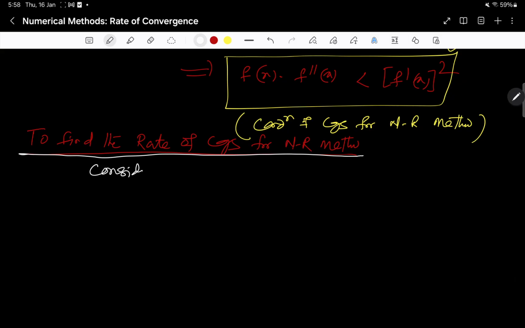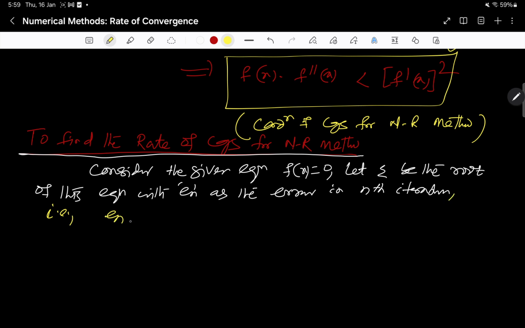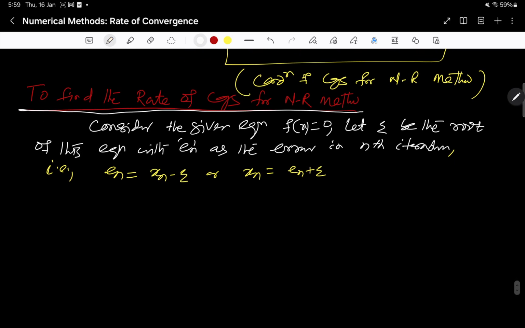Consider the given equation f of x is equal to 0. Let zeta be the root of this equation, with epsilon n as the error in the nth iteration. So what does it mean? That is, my epsilon n will be xn minus zeta, or xn is equal to en plus zeta.